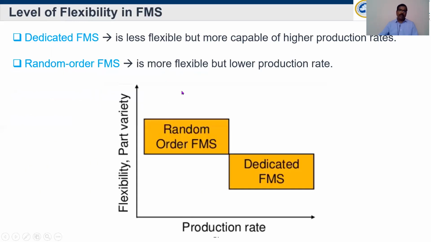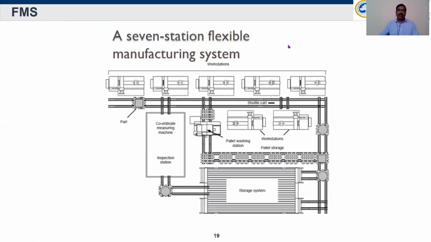So let's go back to the figure which we discussed about FMS. This is the FMS system, right? So here, what are the things? Loading and unloading is there. Material handling is there. Other processing equipment like coordinate measuring machines are there, and part washing stations are also there. Then machining centers are also there. So a collection of multiple systems is there in FMS.